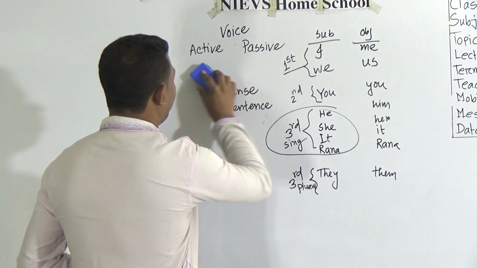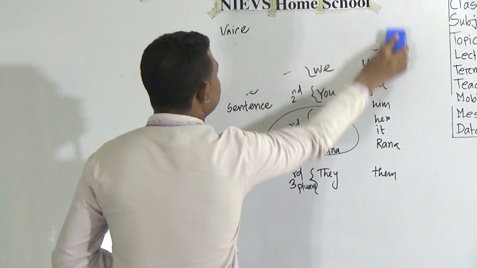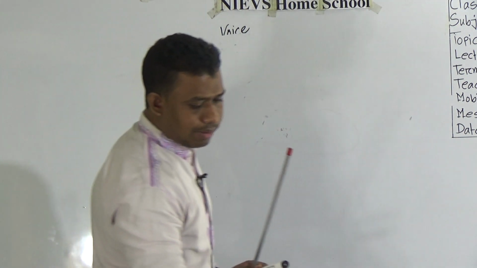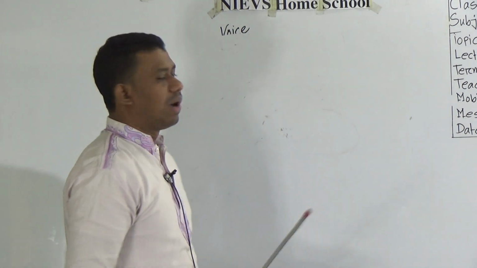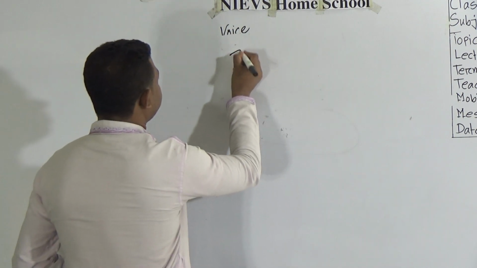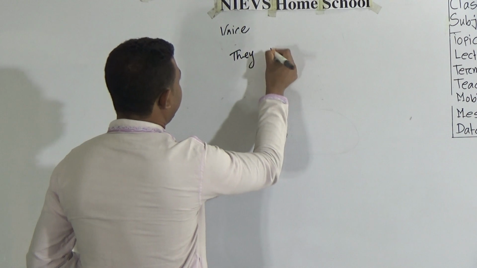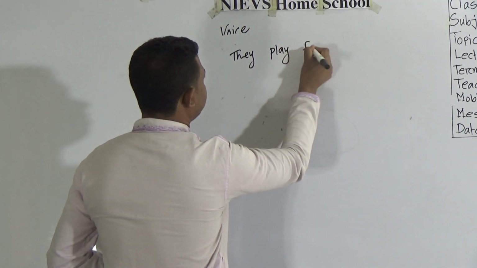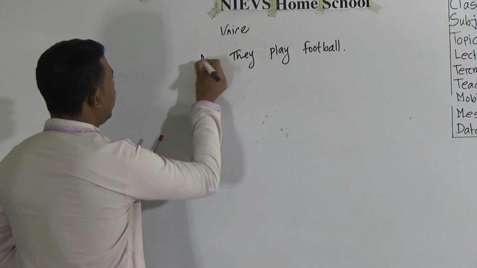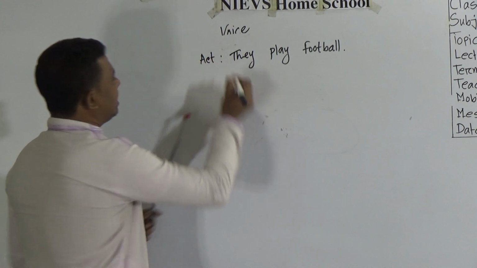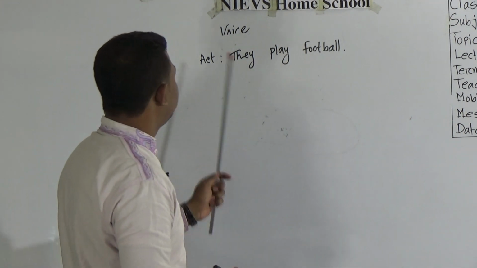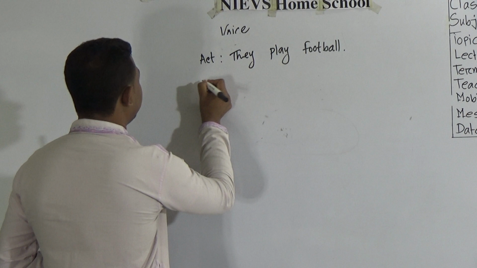I am erasing this. Now we have sentences. Today we will discuss assertive sentences and interrogative sentences. If you find an assertive sentence, then it would be very easy for you to answer, such as "They play football." Dear students, it's an active form, and "They play football" is an assertive sentence. So changing the voice of any assertive sentence is very easy.